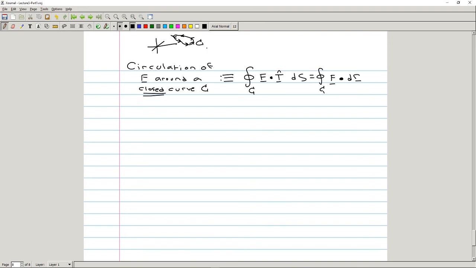This is a very special idea here, and it's going to lead to some very big things. One of the biggest things that I can say now is that using this idea of circulation, we can redefine or get an alternate definition of curl.